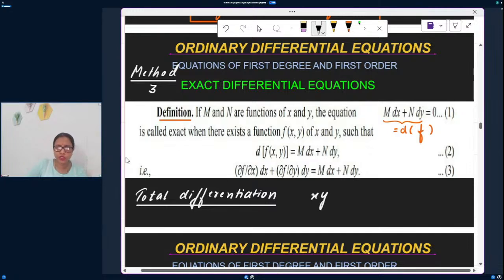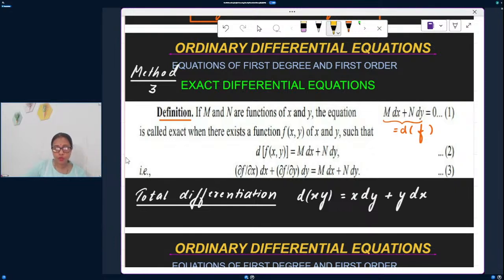In total differentiation, it doesn't matter. D of xy: first of all, we don't write with respect to what. D of xy is keep x as it is, differentiation of y is dy, plus y as it is, differentiation of x is dx. This is the total differentiation. And this is also the perfect example of what I'm trying to explain here as an exact differential equation.